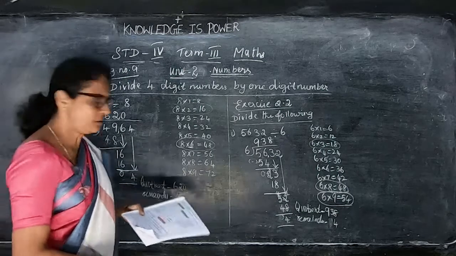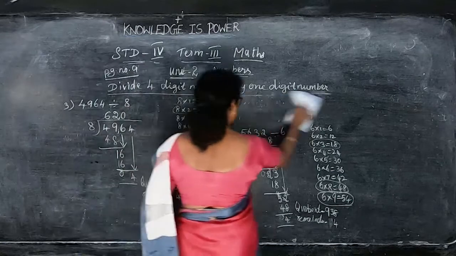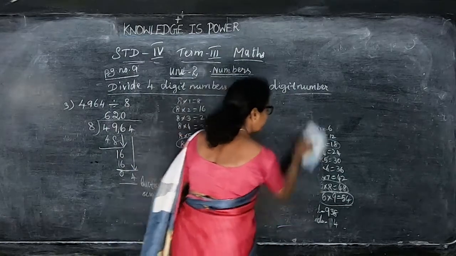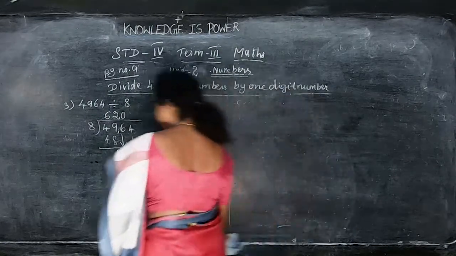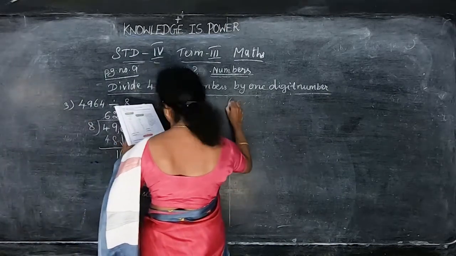Okay. So this is the sum. Learn the tables, children. If you learn the tables, we can easily do the sums. Okay. Now the sixth sum.